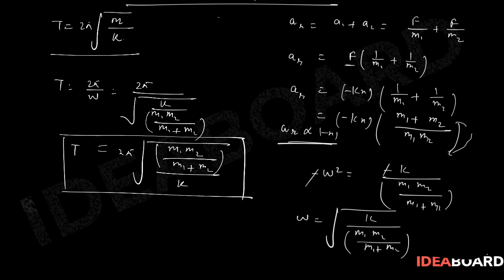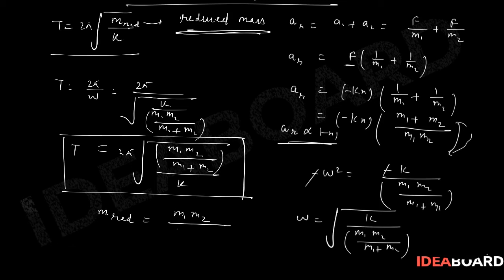So in the equation there will be a little bit of change. Instead of this mass I will write reduced mass. This mass is said to be the reduced mass. So I can write m reduced is equal to m1 m2 upon m1 plus m2, correct? So now by putting this value directly, we can calculate the value of the time period of SHM.